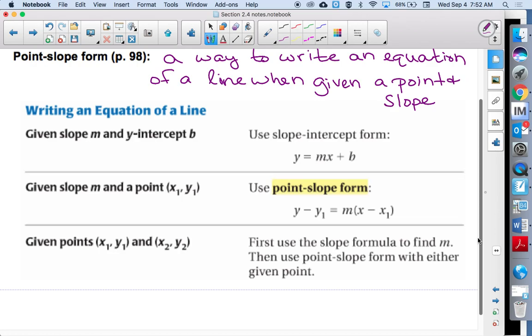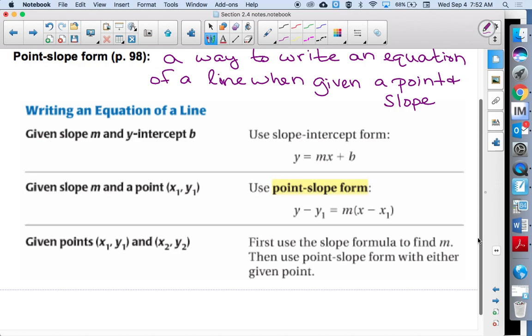The first part says if you're given the slope and the y-intercept, this is the easy peasy one. You have all the information, you don't need to do any work. You would just plug it into y equals mx plus b. You're plugging in the slope for m, and you're plugging in the y-intercept for b.